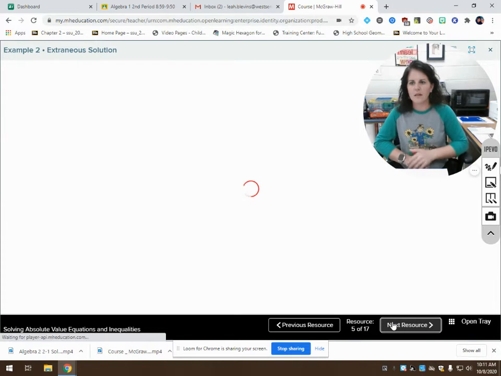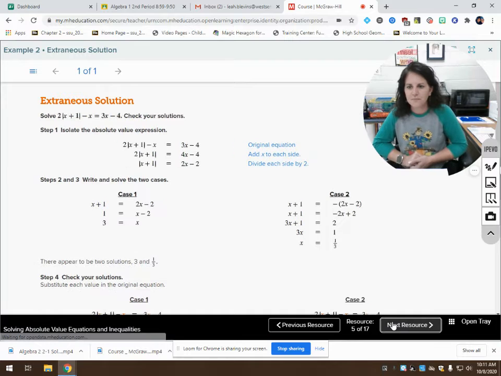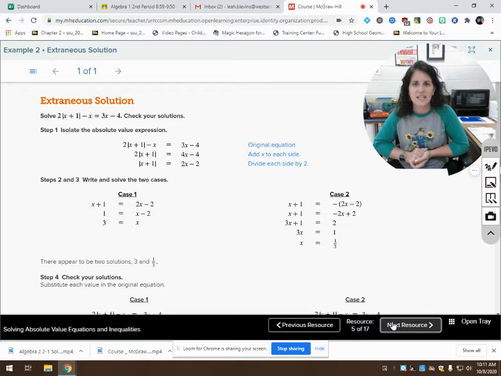Okay, moving right along. Extraneous solutions. This might be something new for you. Again, we're going to begin the exact same way. We've got to isolate my absolute value.